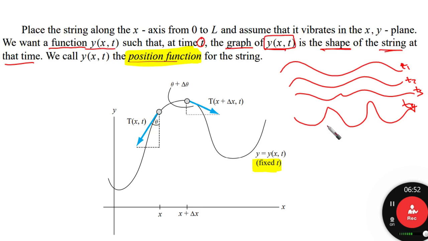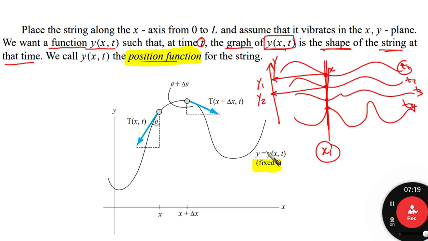So if you look at this point x, here, here, here, it is the same point. If we say that this is the same point going up and down in terms of y, then at x1, let's assume at t1, it was here, giving us y1. At t2 it was giving us y2. At t3 it is giving us y3, and so on and so forth. So this is the meaning of the graph that we are talking about: the shape of the string at that time.